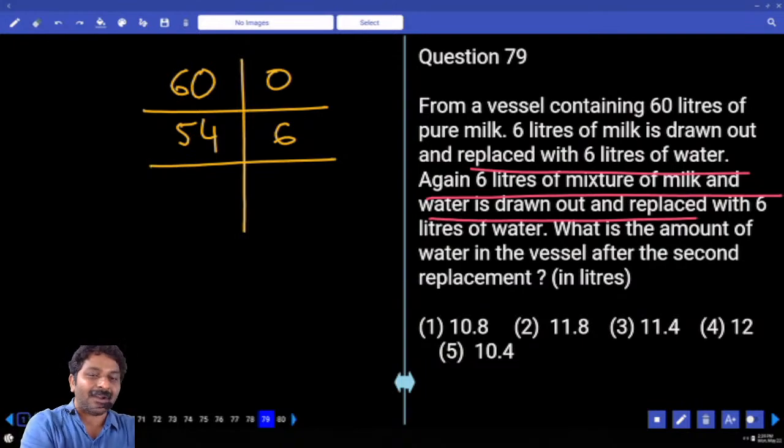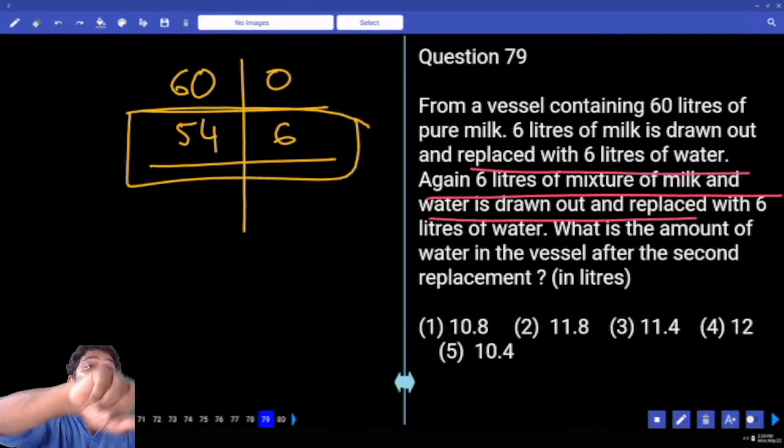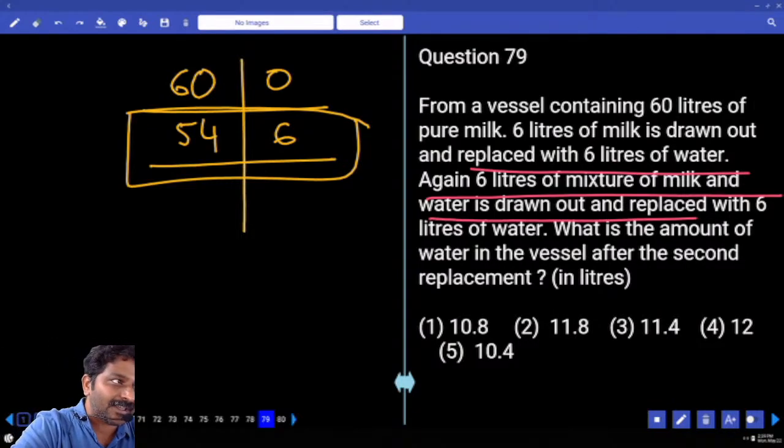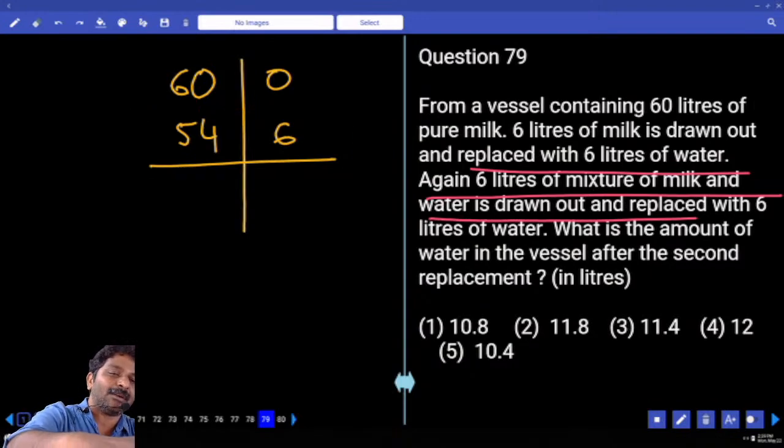That is the same point I am also saying. 10% of the total quantity is taken out. That means 10% of milk is taken out, 10% of water is taken out. Is that okay? Now the final question is about milk or water?